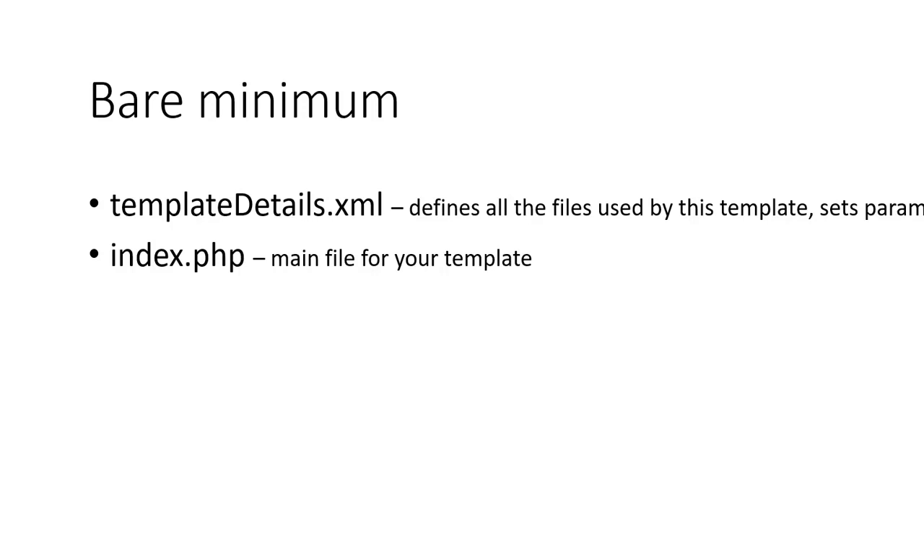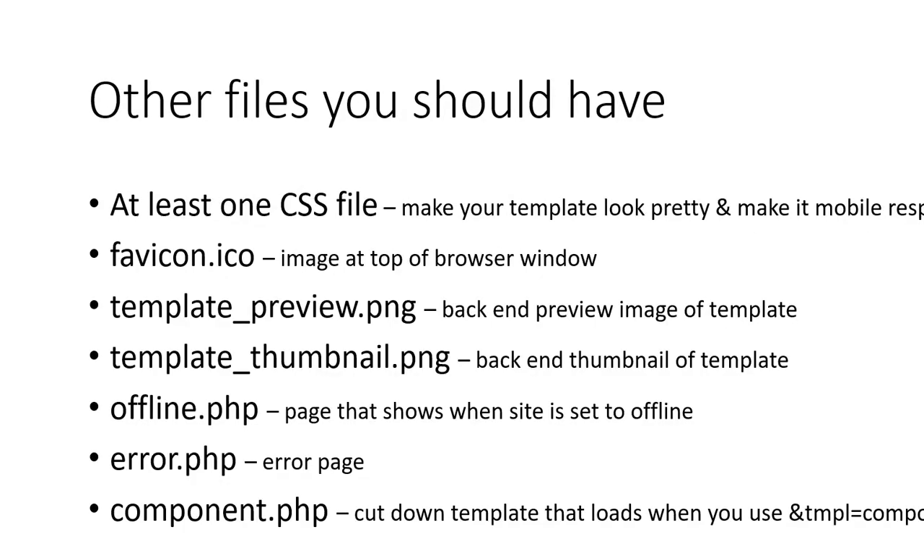Then we have the index.php, which is the main part of your template. This is where all the hard work happens. So you can literally build a template with just those 2 files, but there are some other files that any good template should have. So you should definitely have at least one CSS file to style your template, otherwise it's going to look pretty ugly. Or if you don't have the CSS file, you're going to have a lot of inline CSS code, which is rather messy. It's better to keep that as a separate file, which you can later on minimise if you want to make it load up faster and more efficient.